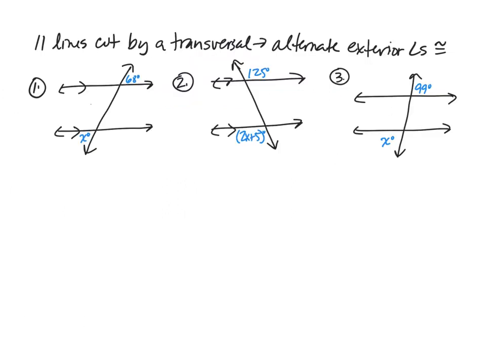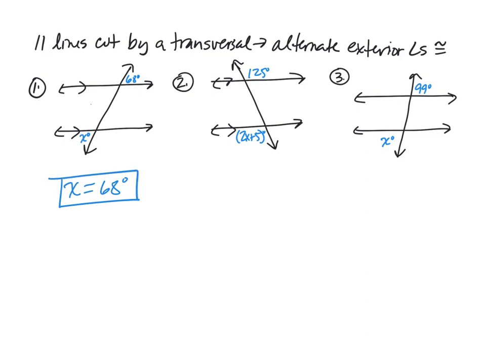So let's look at some examples using the theorem that we just proved, that when parallel lines are cut by a transversal, the alternate exterior angles are congruent. So in number 1, notice the markings that tell us these lines are parallel. We have a transversal. This 68 degree angle and this x degree angle are on alternating sides of the transversal and on the exterior of the two lines being transversed. So therefore we know that those two angles are congruent. So we can say that x is equal to 68 degrees.